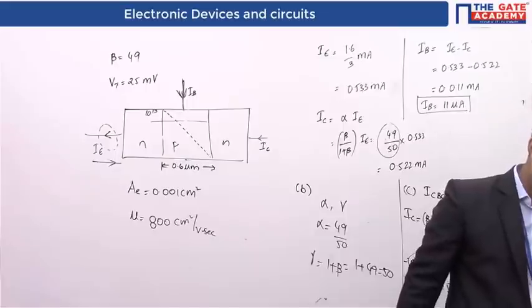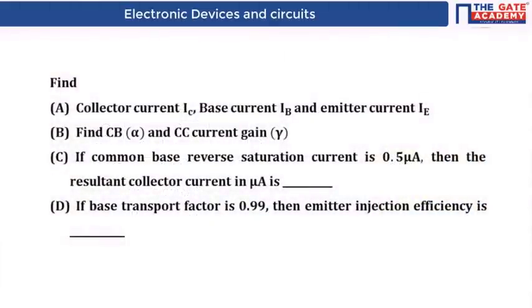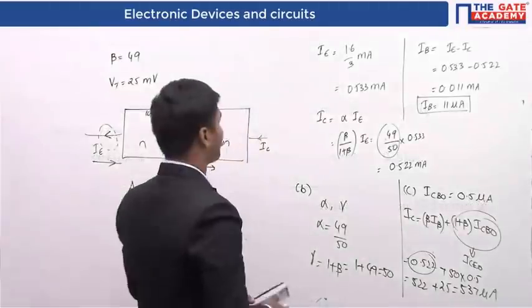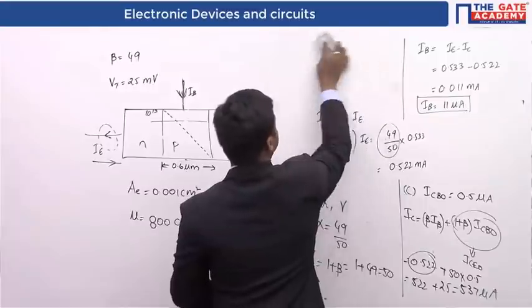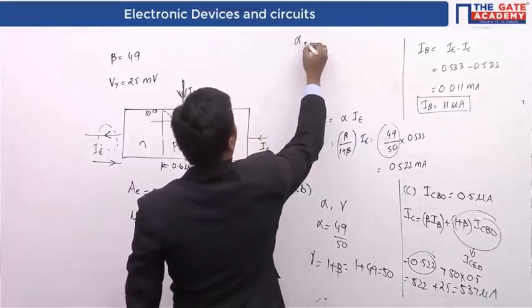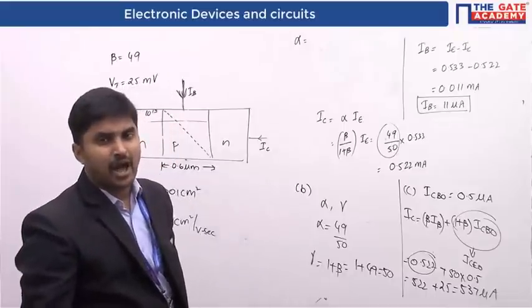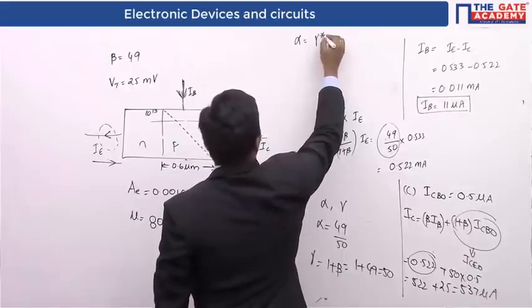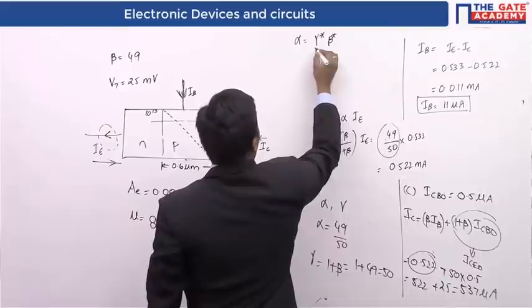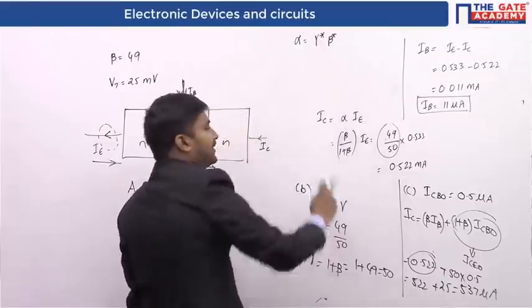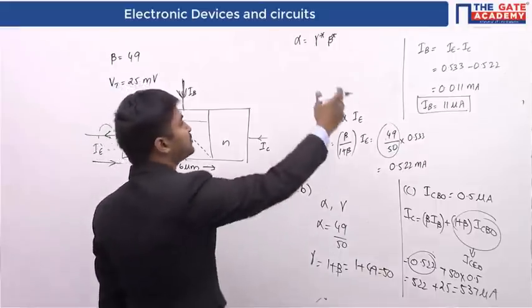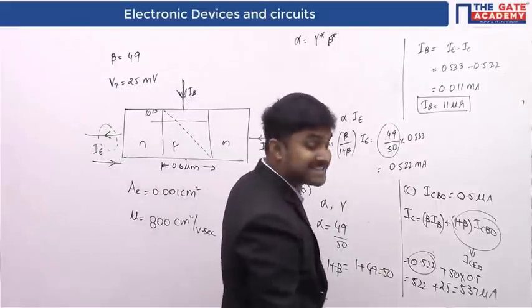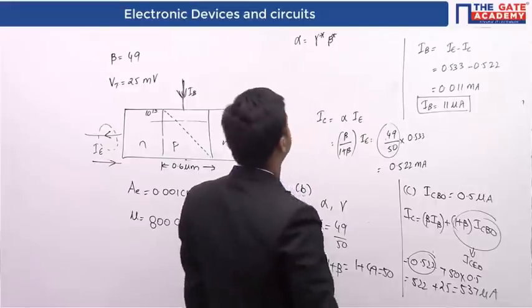And the fourth part of the question is that, given the base transport factor to be 0.99, we have to find out the emitter injection efficiency. You know, alpha, which is the common base current gain, is going to be equal to the emitter injection efficiency multiplied by the base transport factor. So gamma star is the emitter injection efficiency, and beta star is the base transport factor. Here the base transport factor is given, and we have to find the emitter injection efficiency.